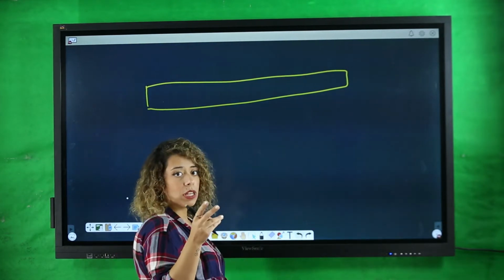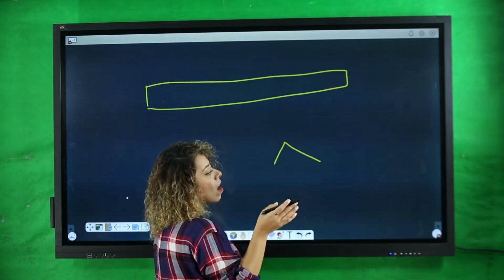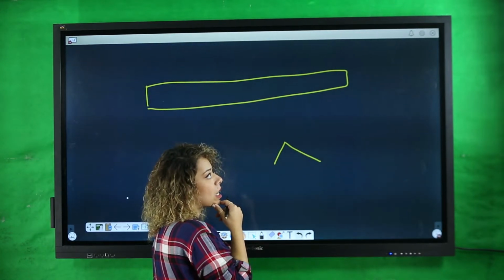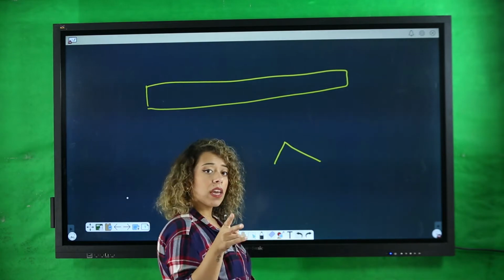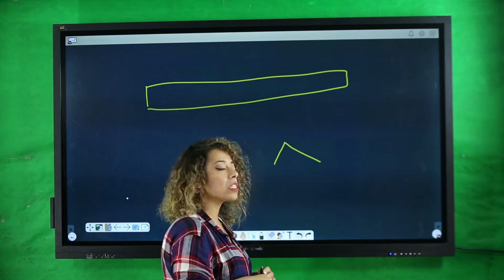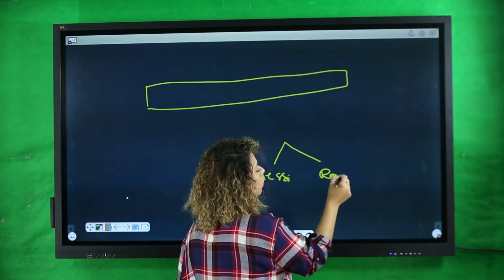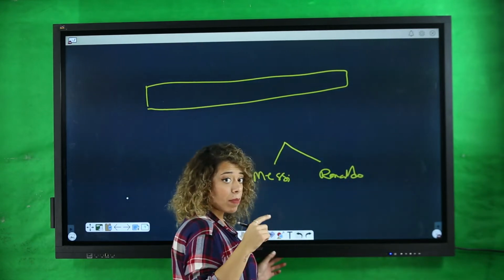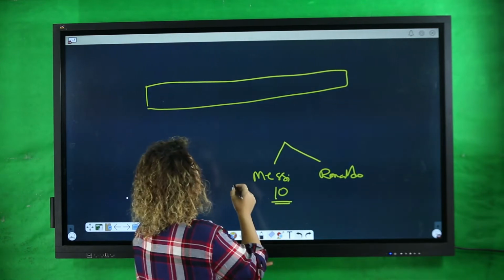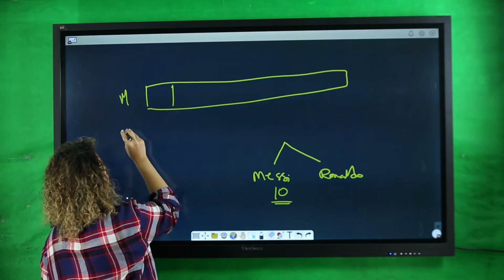Let's talk about football for boys. There were two players in, let's say, a club, two players playing at the same time, the same number of matches. For example, Messi and Ronaldo. Both of them have played 10 matches. In the first match, this is for Messi and this is for Ronaldo.